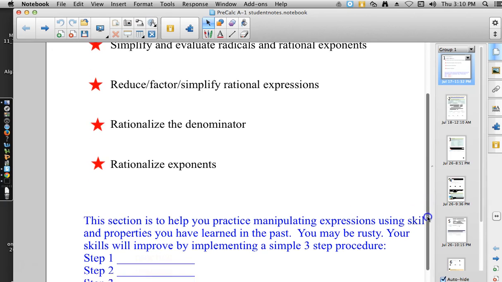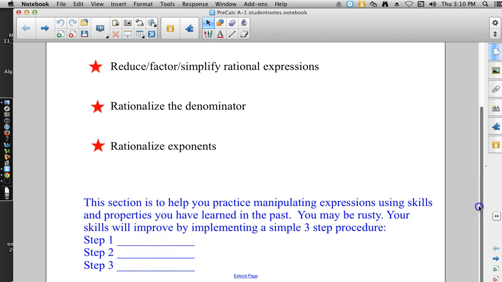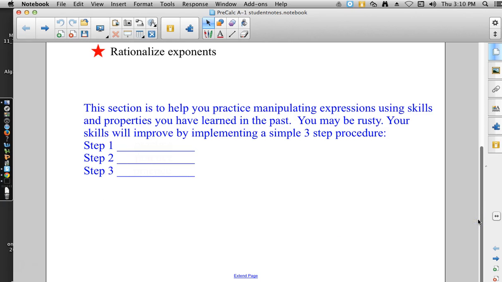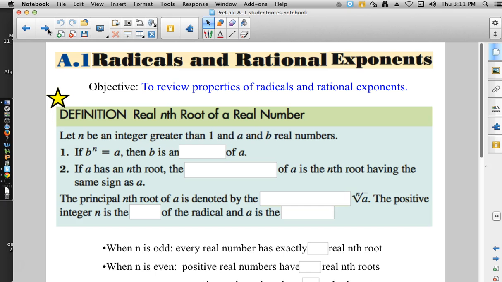And down below here it says this section is specifically to help us practice manipulating expressions using skills and properties that we've learned in the past. And most of it's going to come from Algebra 2. We might be a little bit rusty. Skills will definitely improve by implementing a simple three-step procedure. Obviously, you need to practice and practice and practice. That's because I teach it to you, it's in your short-term memory, but by golly, if we start to practice that, our brain says, hey, this is important and I need to remember how to do this all the time. So that's where we want to go.